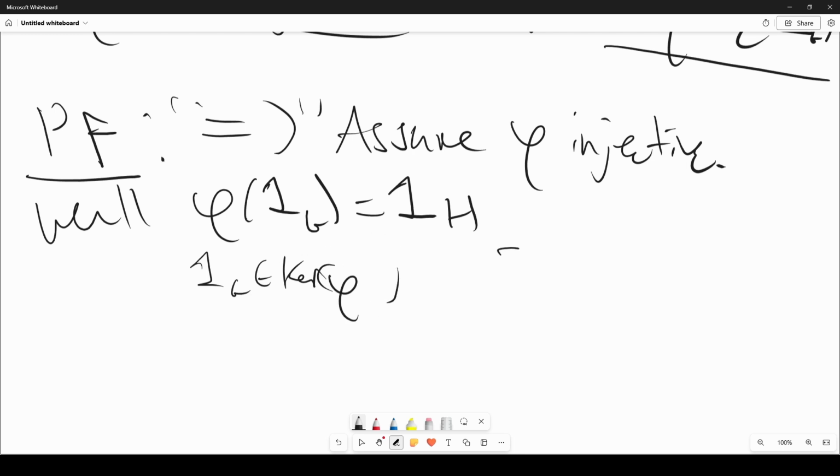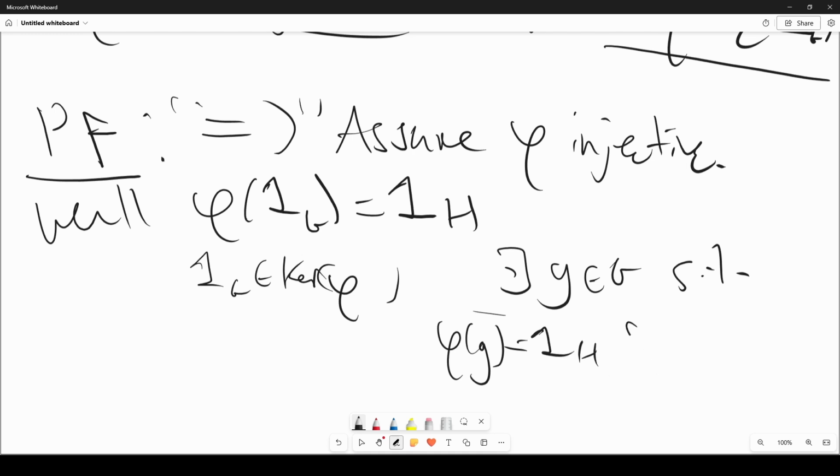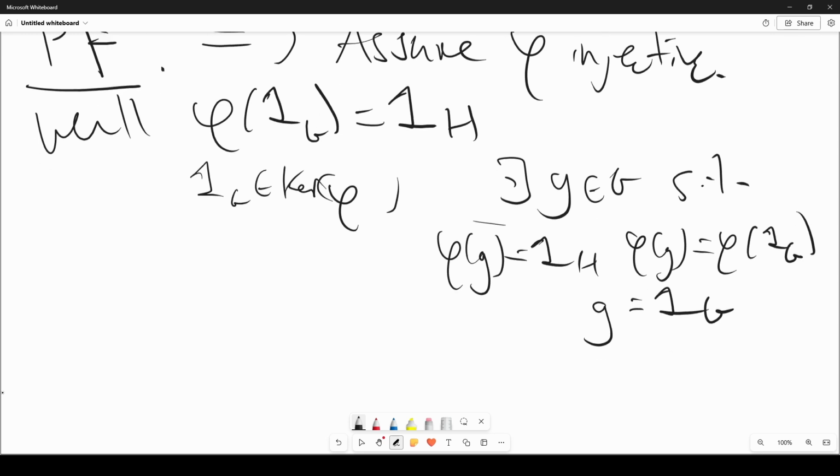For example, if there exists, let's say, g in G such that phi of g equals 1_H, well then phi of g equals phi of 1_G. And since phi is injective, that would imply that g equals 1_G. So we just get that 1_G is the only thing in the kernel. Okay. So that's that direction.